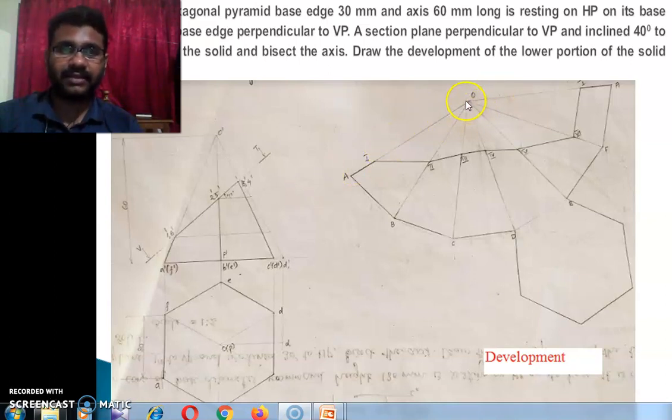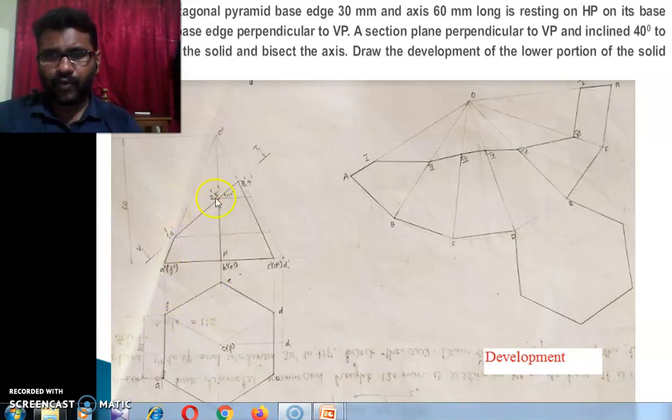You can draw the line in this direction, any direction, at any angle. But the condition is the length of this line OA should be equal to the true length of the slant line. So here we have to identify which line in front view is true line.